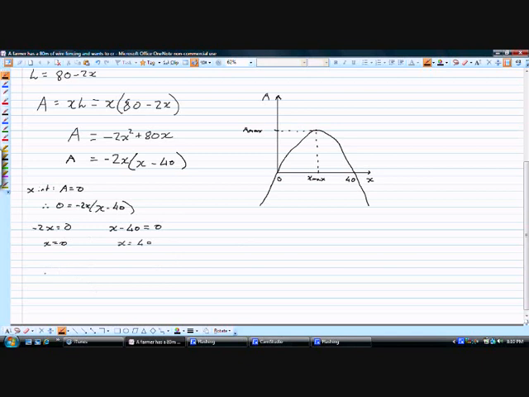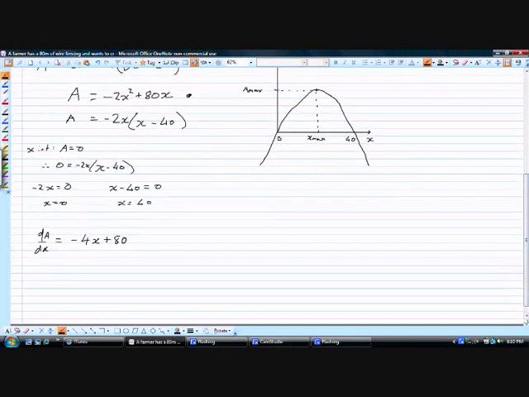So first, to calculate this point right here, we're going to have to find dA/dx. I'll tell you why in a second. If you find dA/dx, which is equal to, let's see, minus 4x plus 80, that's just differentiating this one right here. Actually, that's a very messy 80, isn't it? Minus 4x plus 80.